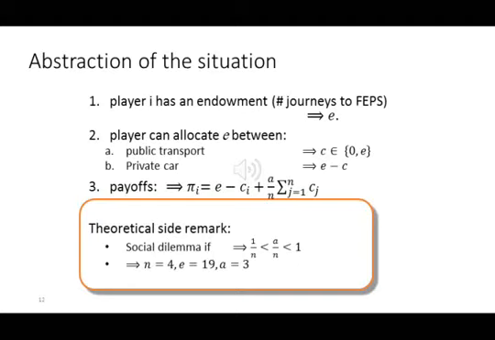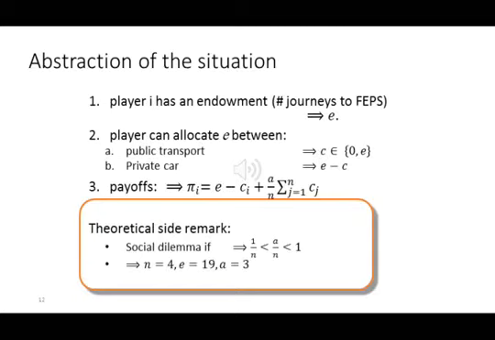So the theoretical side of this problem is the following. There is always this social dilemma between my private interest and the social welfare of the whole society. This happens when, in our equation or in the parameters that we use in the experiment, 1 over n is less than A over n, which is less than 1.